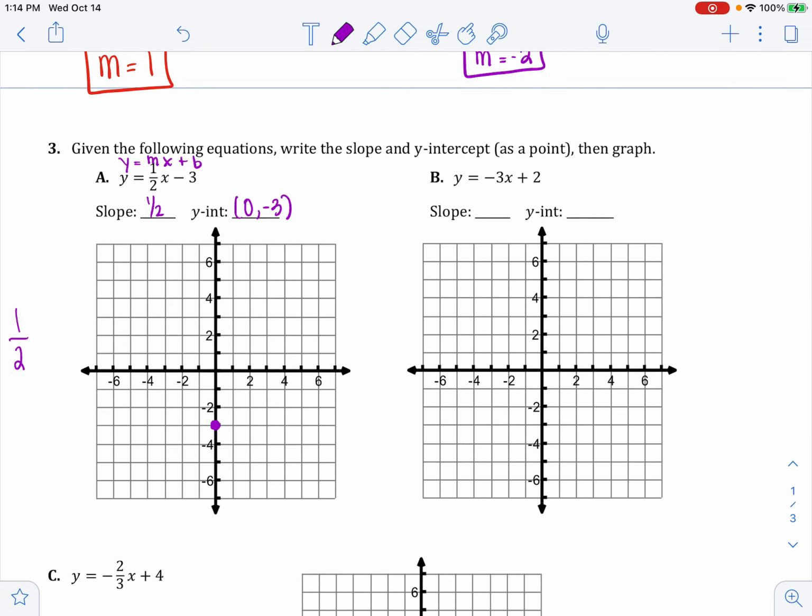And now I'm going to use my slope. Remember, I'm going to go up 1, right 2. So up 1, right 2, up 1, right 2, up 1, right 2. Also remember, this is the same thing as -1 over -2, because that simplifies to +1/2. This is down and left. So I can go down 1, left 2, down 1, left 2, down 1, left 2. And there's my line.